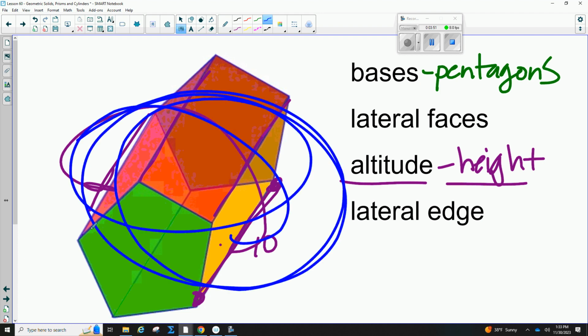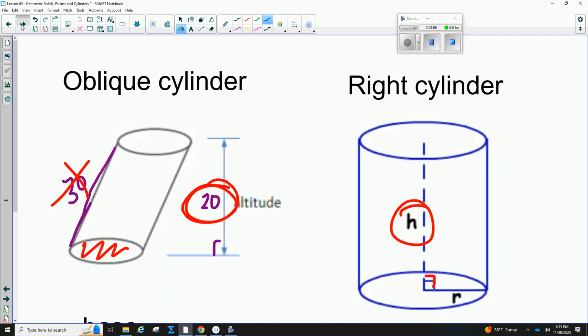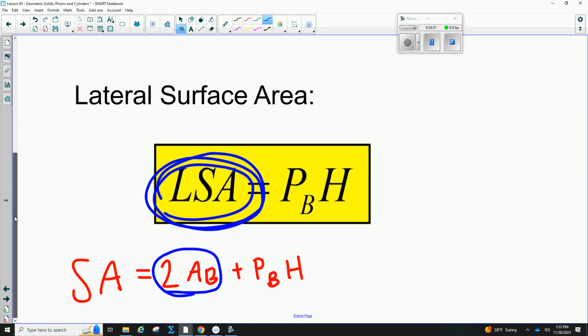It would not be the bases. We don't care about the bases. We just want all the outer edge, okay? If it was a cone, right? And I said, what is the lateral surface area? Actually, not cone, I meant cylinder. Okay, if it was a cylinder, what is the lateral surface area? Which part am I talking about?